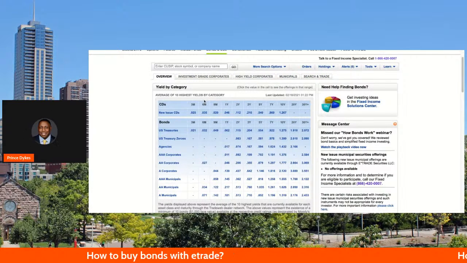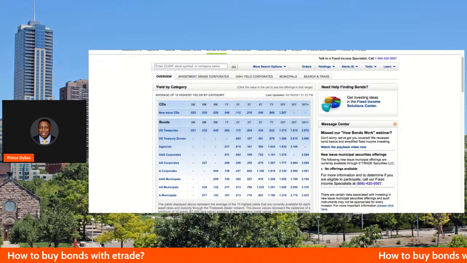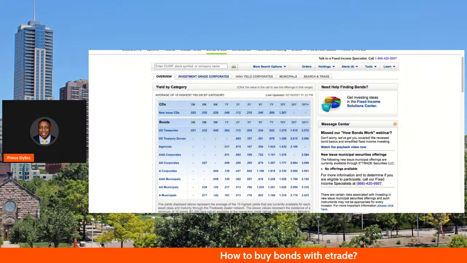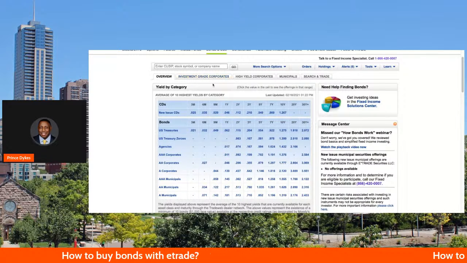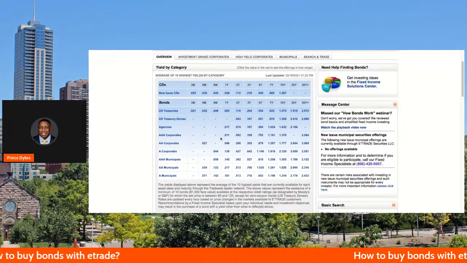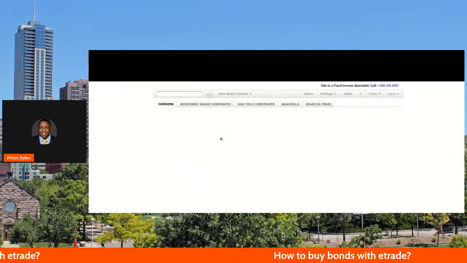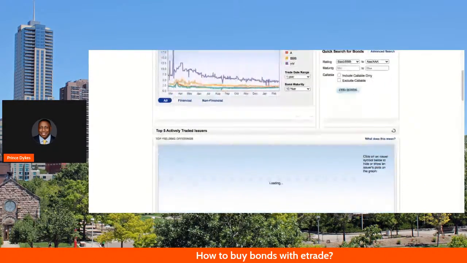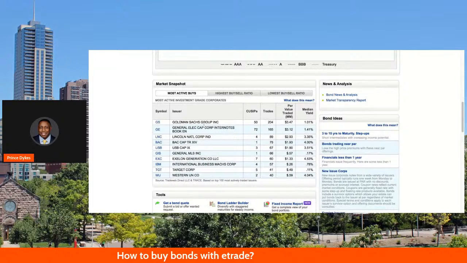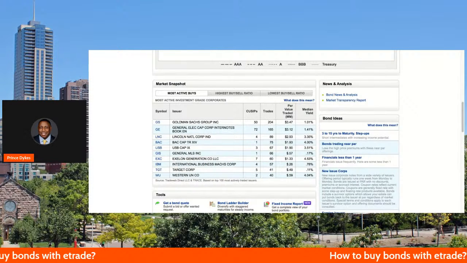Let's say you're looking for an investment grade bond, you're going to go here, boom. These are the big corporate bonds. Some people call them corporate bonds too. High grade is considered corporate bond. Now you're going to stroll on down. Right here, they've got Goldman Sachs, General Mills, USB, Target, Western Union, all of the good stuff.